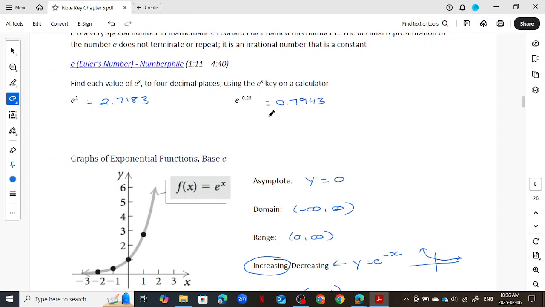Now again, just to emphasize, a negative exponent does not mean you're going to get a negative answer. It means that it's making it into a fraction and it's decaying instead of growing. So the number's getting smaller instead of the number getting bigger. All right, welcome to e.